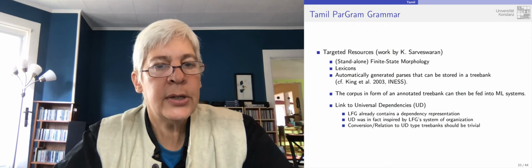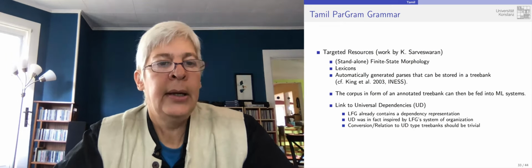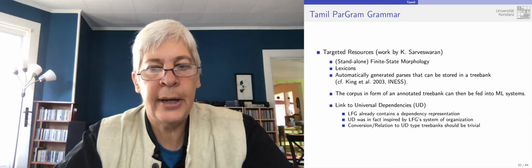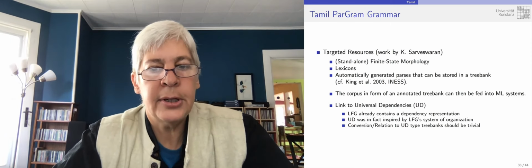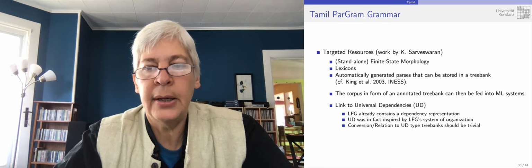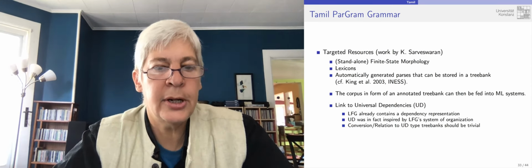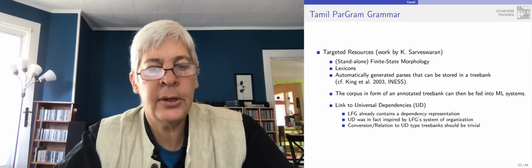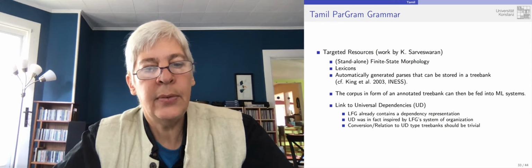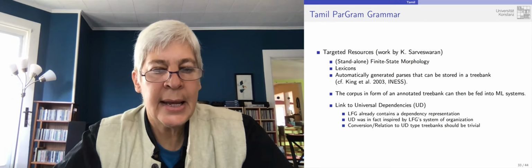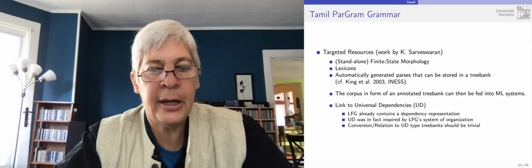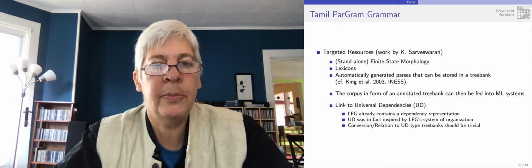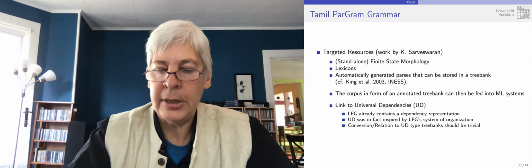So the targeted resources are finite state morphology, lexicons, and automatically generated parses that can be stored in a Tamil tree bank. There's also an effort to have this annotated tree bank fed into ML systems, but also to link it to universal dependencies. And this should be fairly easy because LFG already contains a dependency representation and, in fact, the universal dependency set was inspired by LFG's system of organization. So that should be easy to do. So this is all dissertation work by Sarvis Varan, which is happening at the moment.